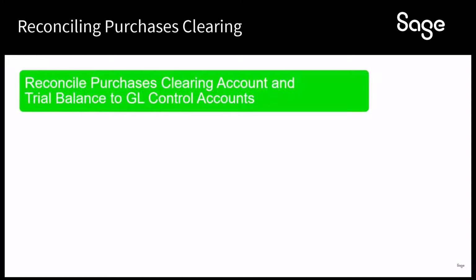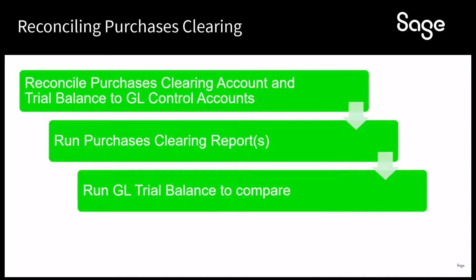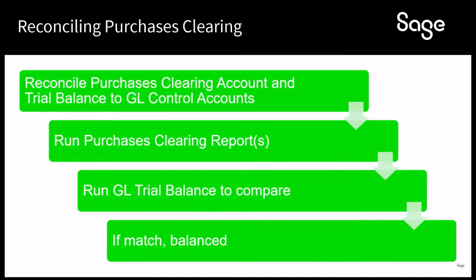So the objective is to reconcile the purchases clearing account and the trial balance to the general ledger control accounts. You'll use the purchases clearing report on the period end menu to simplify month-end reconciliation of the purchases clearing account balance with open amounts on the purchase order. You'll then run the general ledger trial balance to compare. If they match, you're balanced.